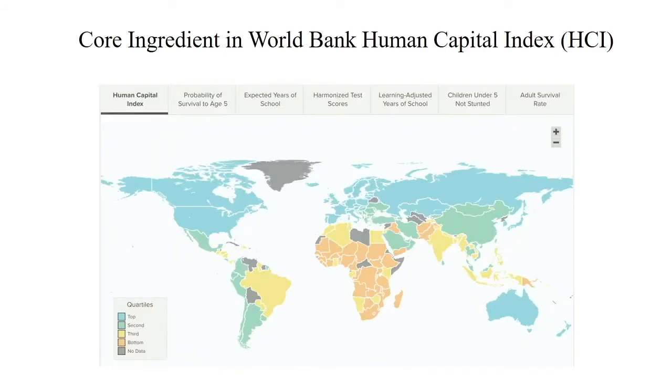This database is part of the Human Capital Index that the World Bank has recently launched. This is a very nice infographic that we did not produce, but the World Bank did produce. You can see the various components. One of them is the harmonized test scores, harmonized learning outcomes, among others.